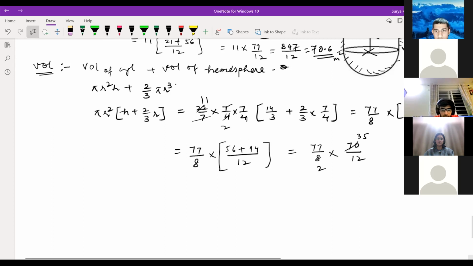Yes, sir. Pi r square, 22 by 7, 7 by 4, 7 by 4, 14 by 3 plus 2 by 3 into 7 by 4. It's correct only. 77, 7 cancel. 2 2s are 4, 2 11s are 77 by 8.